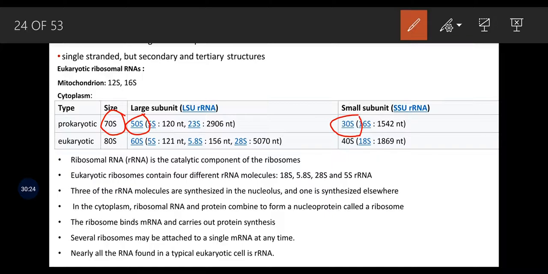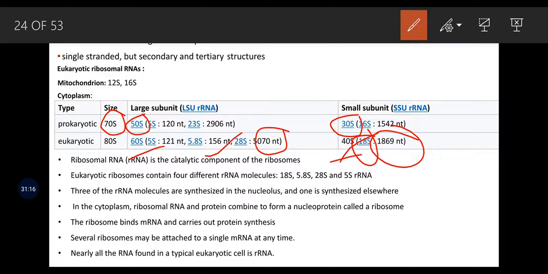The 50S larger subunit is divided into 5S with 120 nucleotides and 23S with 2906 nucleotides. The small subunit has 16S with 1542 nucleotides. When we talk about eukaryotes, here the size is 80S. The large subunit is 60S and the small is 40S. The 60S subunit is further divided into 5S having 121 nucleotides, 5.8S having 156 nucleotides and 28S consisting of 5070 nucleotides. The small subunit in eukaryotes is 40S, which contains 18S with 1869 nucleotides.